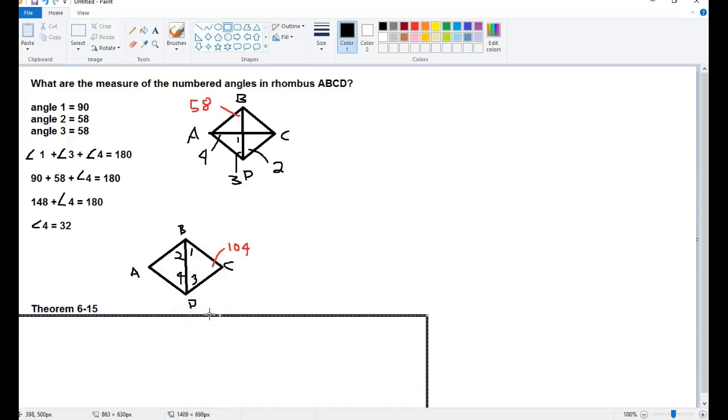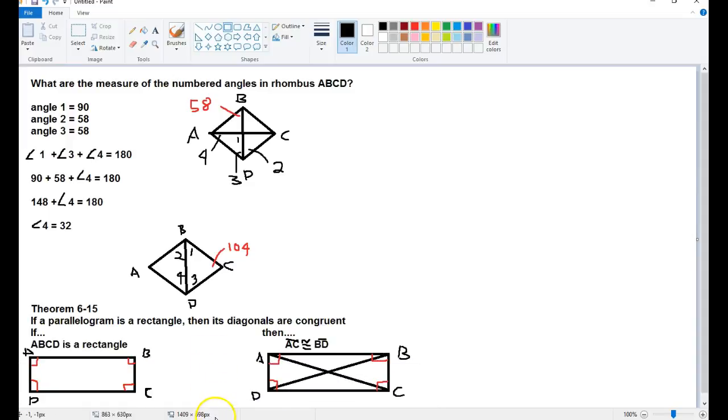Alright, now we're going to go on to the last theorem we have, and that has to do with a rectangle and its diagonals. If a parallelogram is a rectangle, then its diagonals are going to be congruent to each other. So if I have some rectangle here, ABCD is a rectangle because I have the right angles, then I draw diagonals. These diagonals are going to be equal length. AC is going to be the same length as BD.